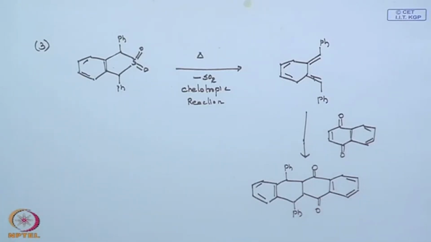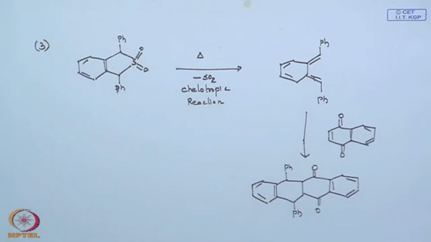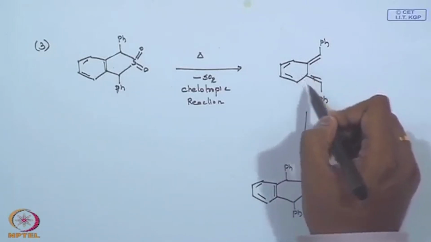See, I have made a very nice molecule using my chelotropic reaction. I have taken my phenyl type of system and just carried out a simple heating, which gives me a sulfur dioxide extrusion to form a diene system. See, this is very important. You nicely get a diene system, which is a good adduct for many reactions. It's a very good starting material.